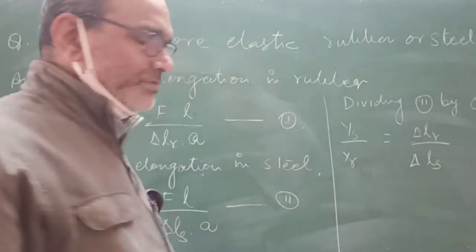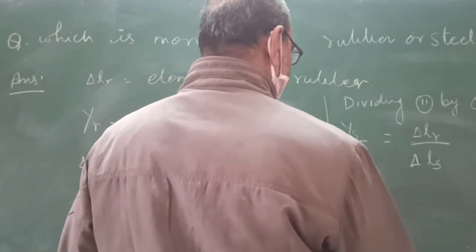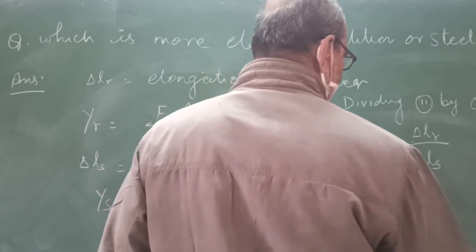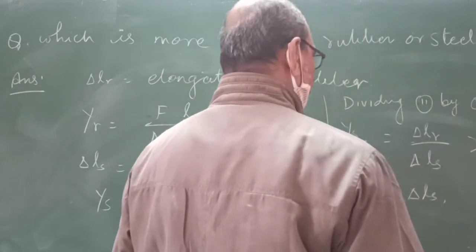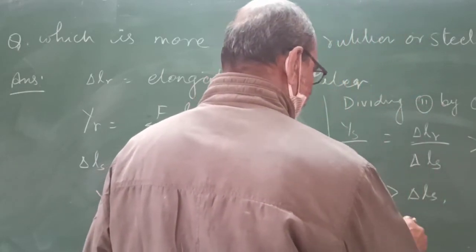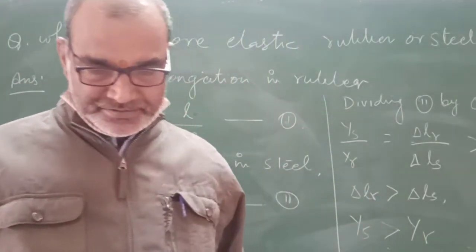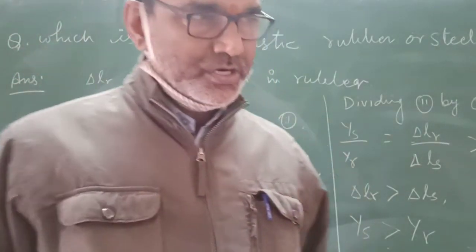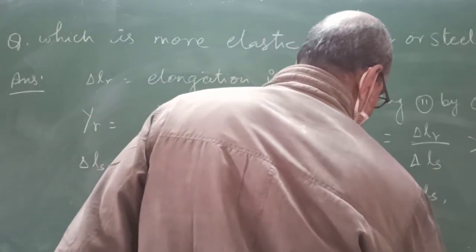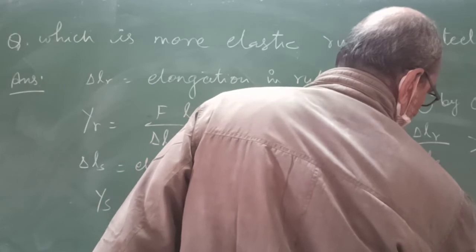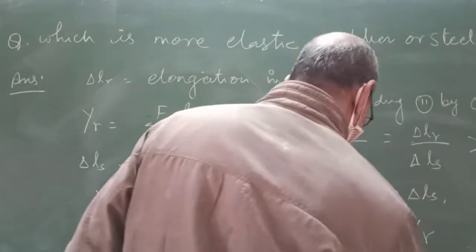Which is more elastic? Which one is more in this ratio? Delta LR is more than delta LS, so this ratio is greater than 1. Therefore, Young's modulus of steel is more than Young's modulus of rubber. Hence, we can say steel is more elastic than rubber.